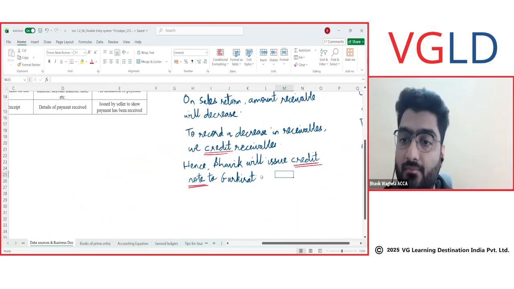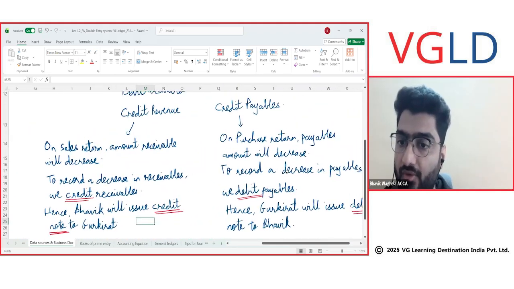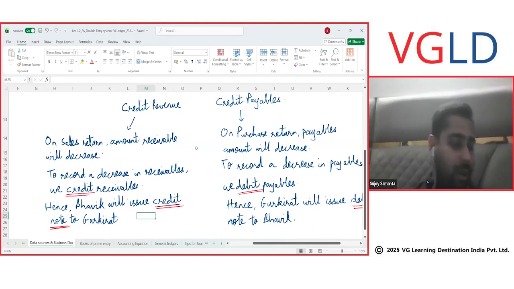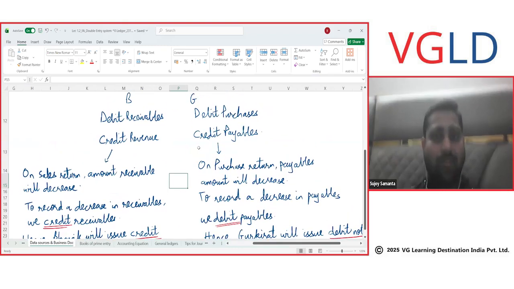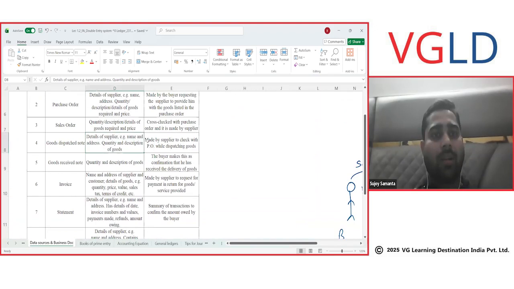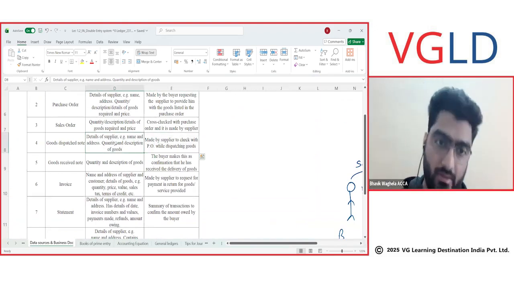Sir, I have one question. Yes, Sujay, tell me. You saw the GDN, the goods dispatch note, but basically the supplier never issues the GDN. They only issue the invoice, the tax invoice. No, correct.